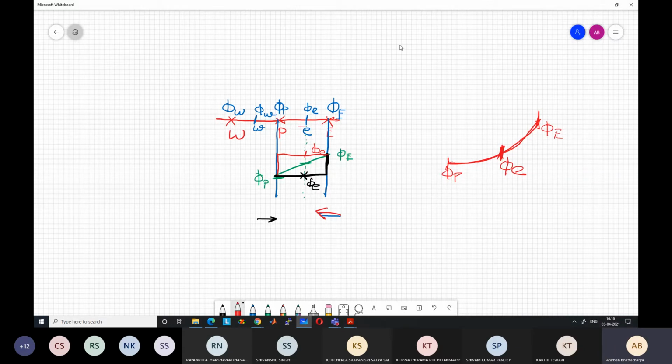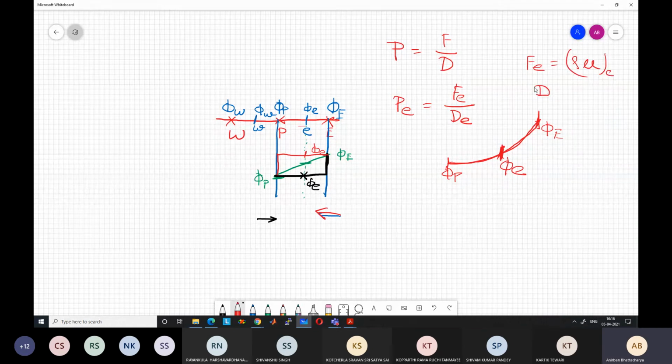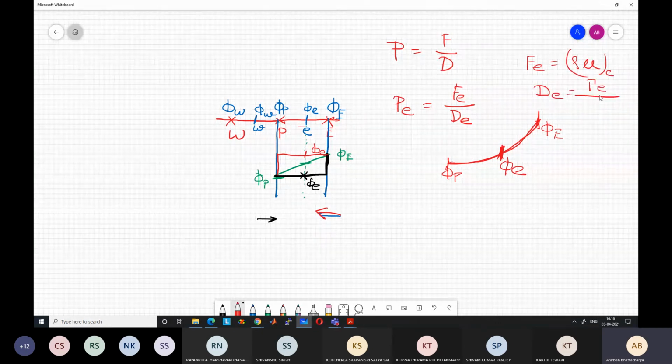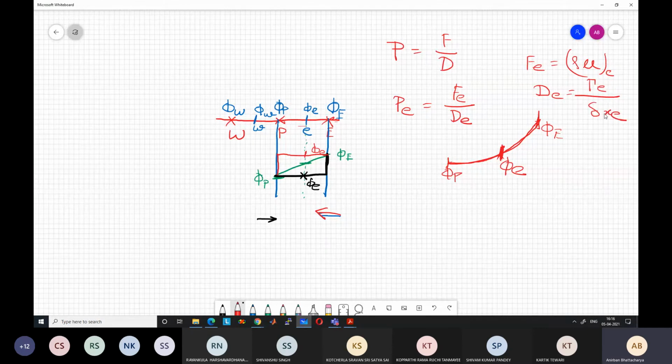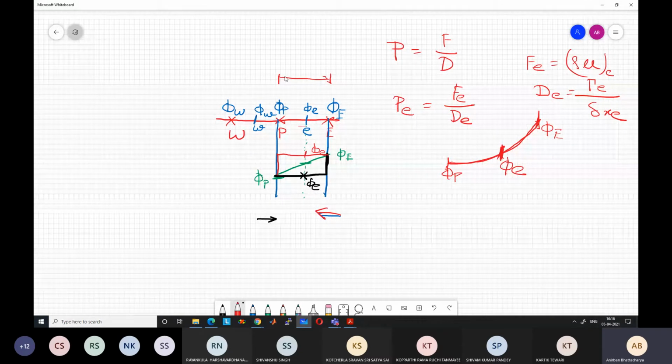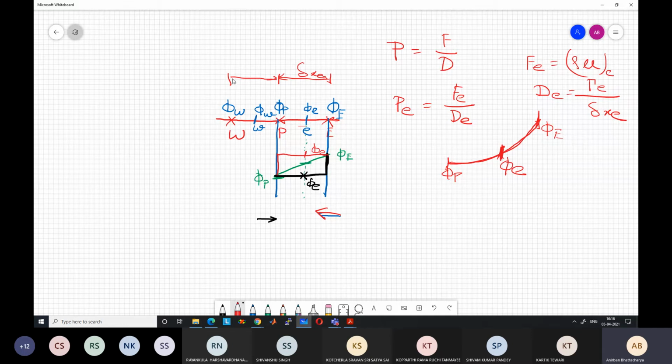Remember what the Peclet number is? P is equal to F by D, or at the east interface, P is equal to Fe by De, where Fe is equal to rho Ue and D is equal to gamma e by delta Xc. This is delta Xc. This is delta Xw. Any answers?